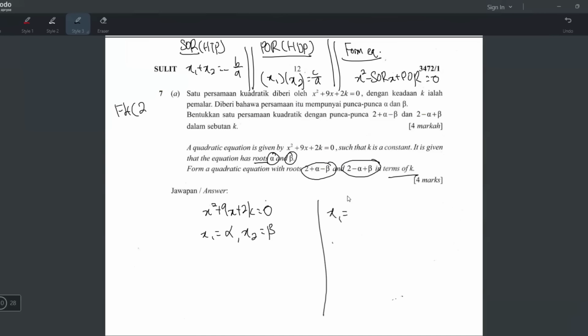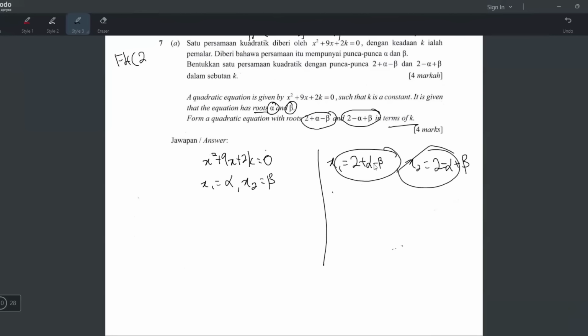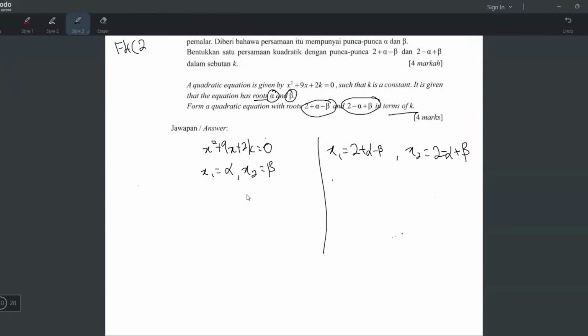Okay, for the new equation, the x1 is 2 plus alpha minus beta, and then the x2 equals 2 minus alpha plus beta. Alright, I can feel it will be very complicated already, because when you find the POR for this later, you have to expand 3 terms into 3 terms. So later you will have 9 arrows. Okay, but it's okay, that one we worry about later. First thing is we have to get our first SOPOR here first. It means we have to do SOPOR 2 times.